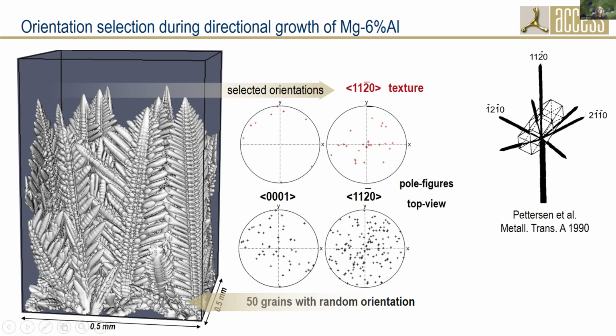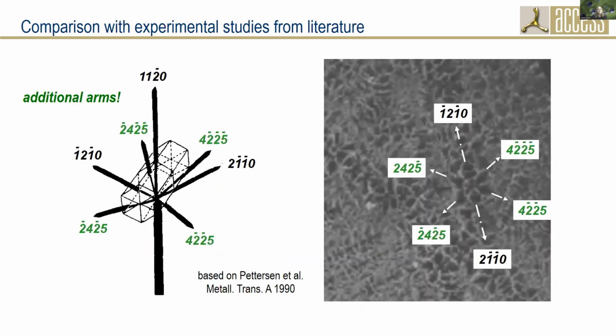So this, at first glance, looked quite fine. But when we made a closer comparison with experimental studies from the literature, we found that in these studies additional arms were reported. One could also see them in these experiments, and in all the experiments of our project partners. So these were missing in our anisotropy formulation.